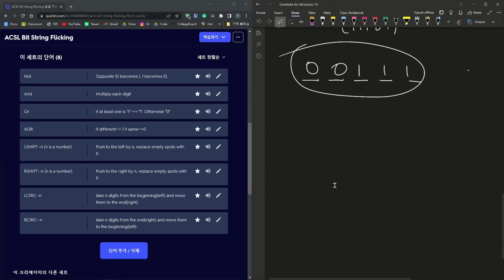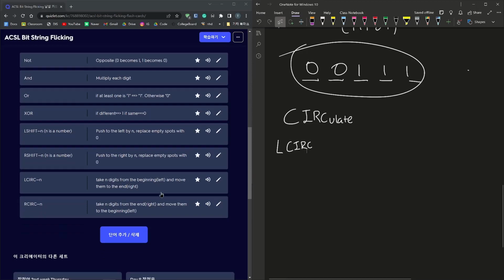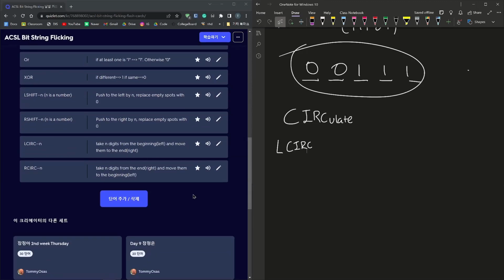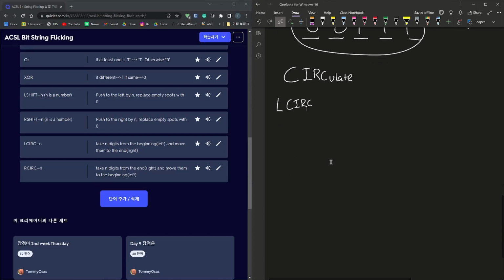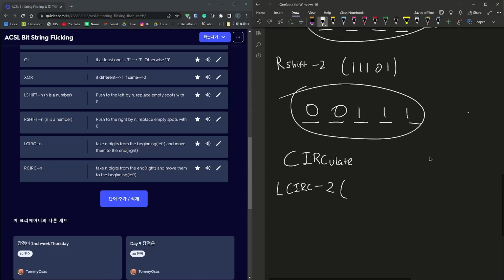Okay, let's look at two other functions, LCIRC and RCIRC. So CIRC stands for circulate, and you'll see why it's circulate. So for LCIRC, I wrote the definition as take n digits from the beginning and move them to the end, so left to right. That's the shortcut, but let me show you the steps first. Let's use the same number just to avoid any confusion. LCIRC 2, we have 1 1 1 0 1.